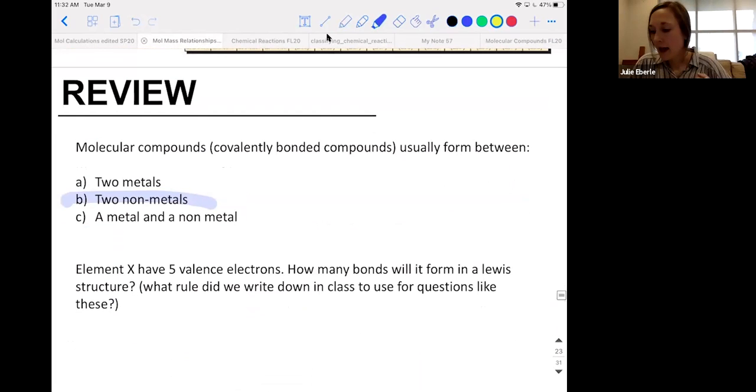All right, element X has 5 valence electrons. How many bonds will it form in a Lewis structure? What rule did we write down in class to use for questions like these? I want to say this was the video lecture because we had the snow day. So if you remember from that video lecture, nitrogen or phosphorus is a good example here. If you've got 5 valence electrons, I'm seeing in the chat, everybody's saying 3 bonds. And that is correct, 3 bonds.